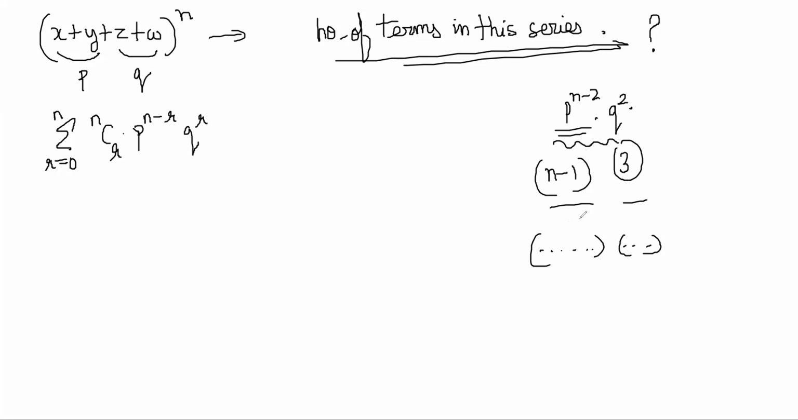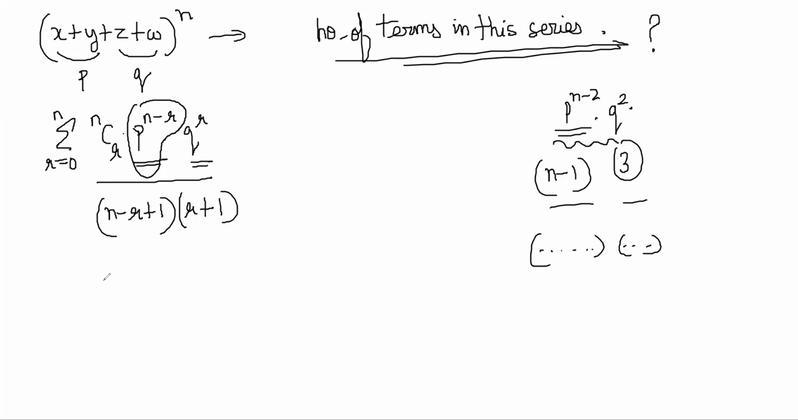So instead of listing it out, you can think in terms of the general term here. In this p to the power n minus r, there will be n minus r plus 1 terms, and here there will be r plus 1 terms. When you multiply, that will be the total number of terms in this one, and you have to add all such things.